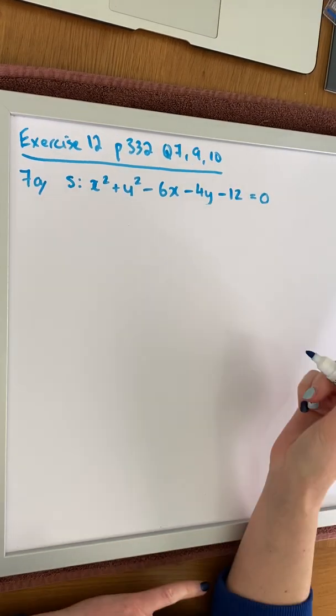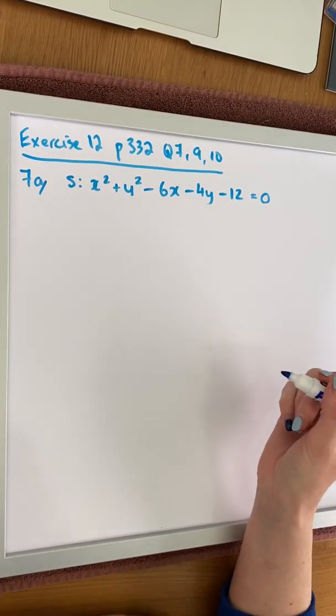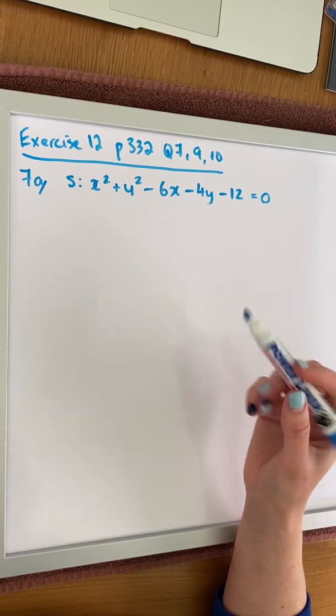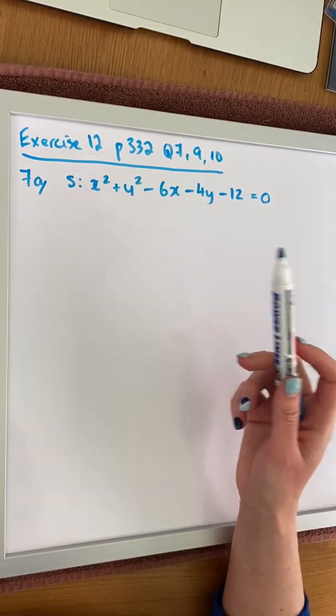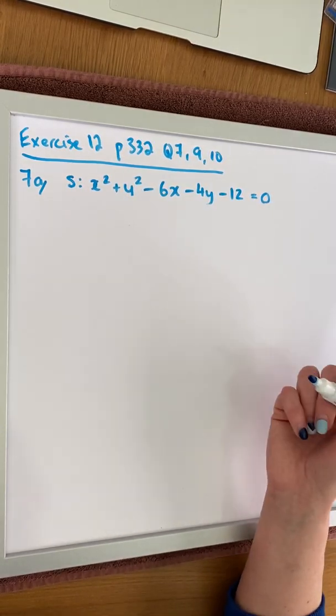All right, in this video, we're going to look at some of the long questions in exercise 12. So on page 332, exercise 12, we're going to concentrate on questions 7, 9, and 10 because a few people have been having trouble with those.